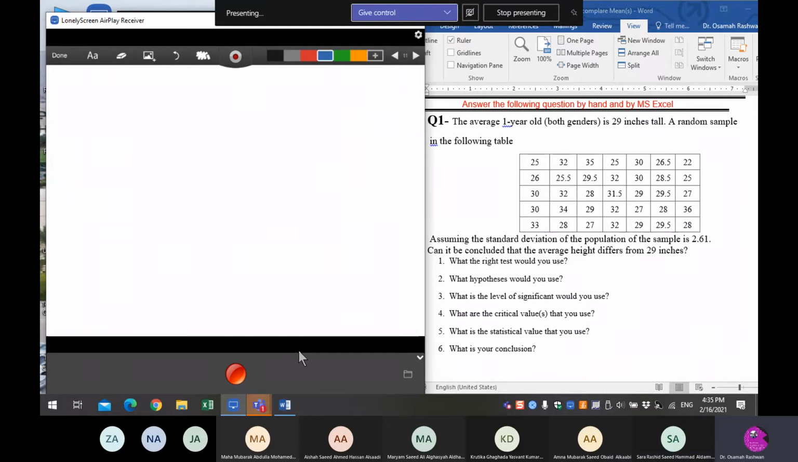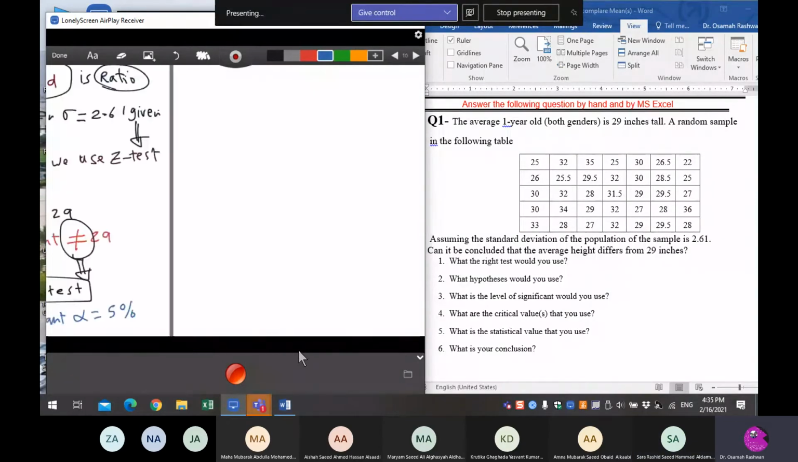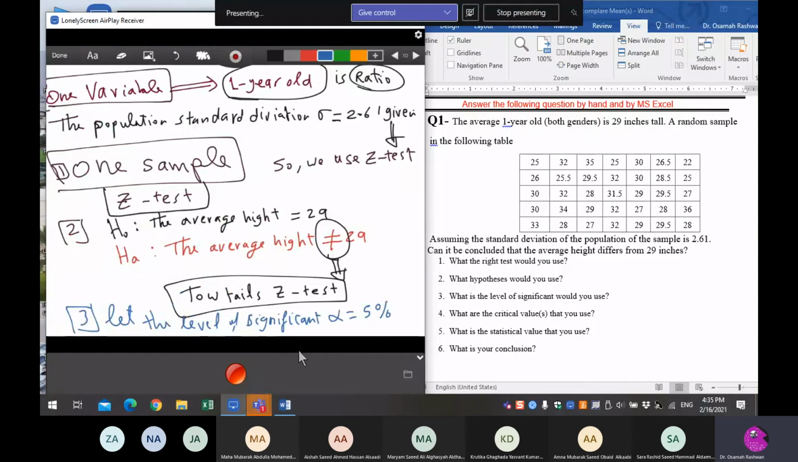Okay. Question number 4. What are the critical values? So I said we have two tail, right?